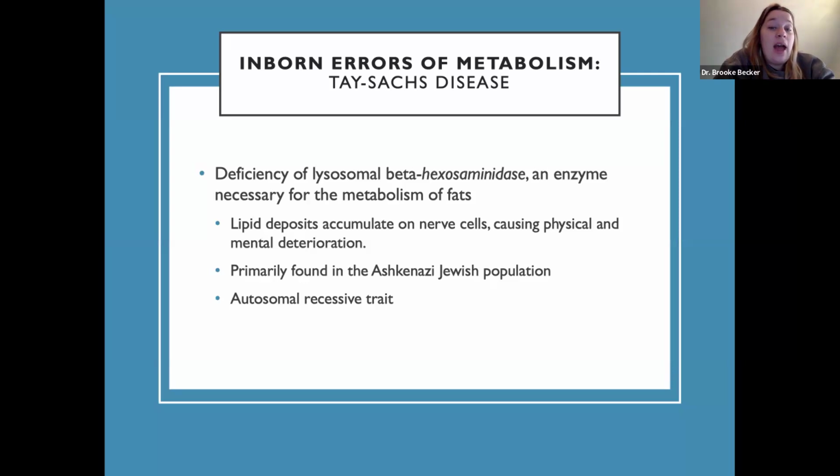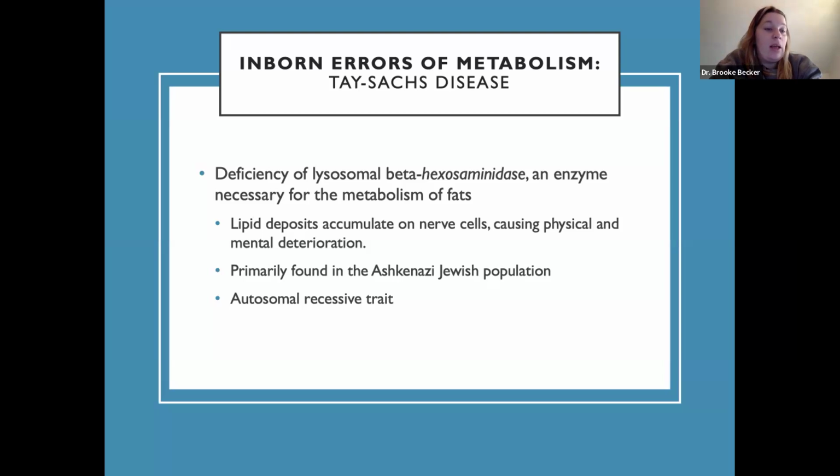Most commonly in the Ashkenazi Jewish population. More risk if they are of that descent. And it's autosomal recessive, so that means both parents have to give you this trait. Not anything that we can do about it at this point, unfortunately. We don't know how to reverse this.